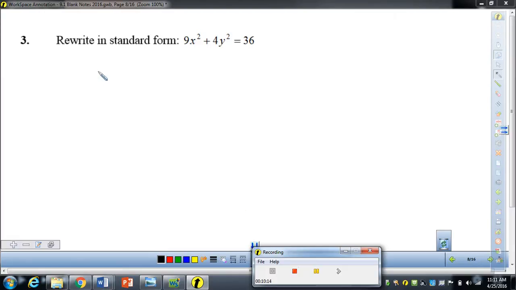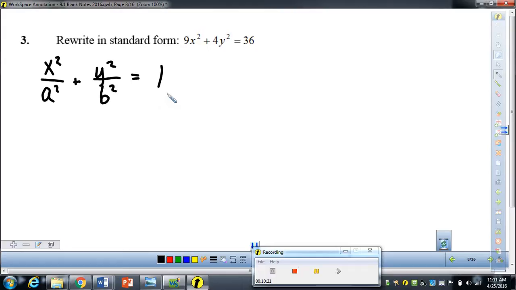All right, so all of the equations we've seen so far have been in standard form. We might encounter something like this where it needs to be rewritten in standard form. So the general format that we've been seeing so far looks like this. It's important to recognize that it is equal to 1, and the a squared and b squared might be switched depending on where the larger number is, but this is one possibility.